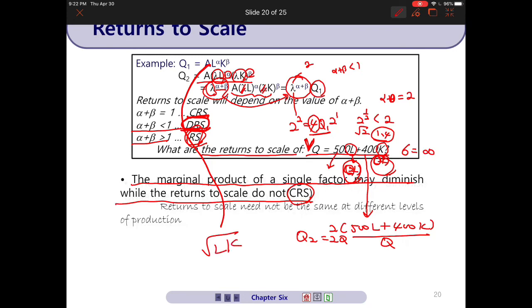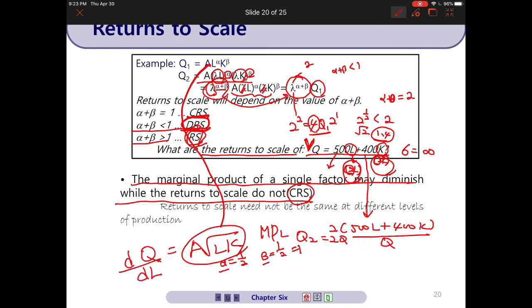Now think about this one. What's the value of alpha for labor? Half. What's the value of beta for the K term? It's another half. So summing alpha and beta becomes 1. So it should be constant return to scale. But what about the marginal product of labor? Let's do that. We want to differentiate this one with respect to L, right? If we do that, this one is going to be A K over 2 root L.